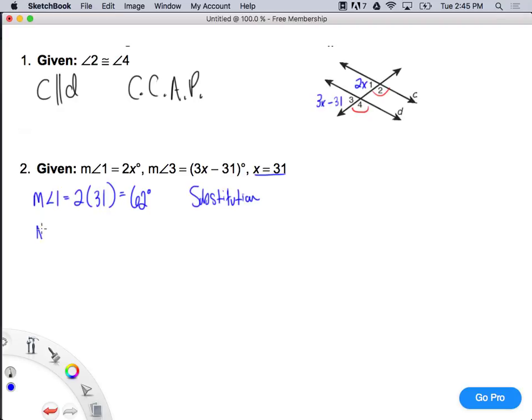Okay. Measure of angle 3 is equal to 3 times 31 minus 31. Well, 3 times 31 is what, class? 93 minus 31 is? 62. Good, 62 degrees. And what did I do? Substitution.